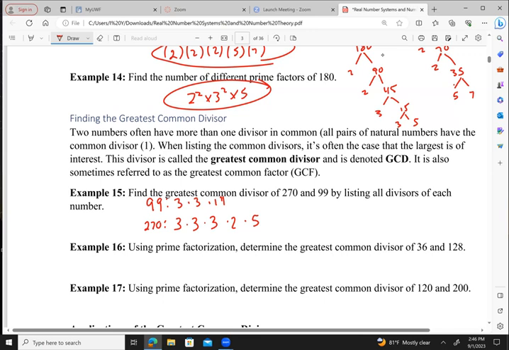So what we look at is how many of these factors, what's the most of these factors they have in common. 99 has 2 3s in it. So does 270. So the greatest common divisor is 3 times 3 or 9.